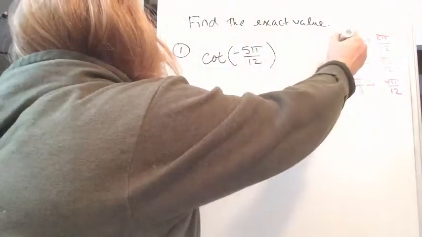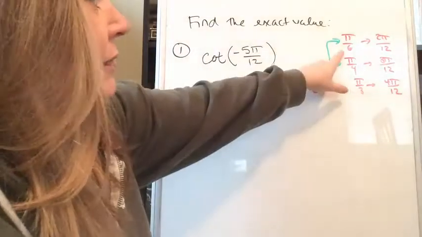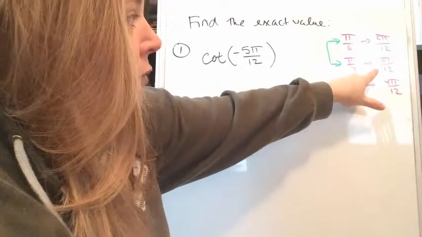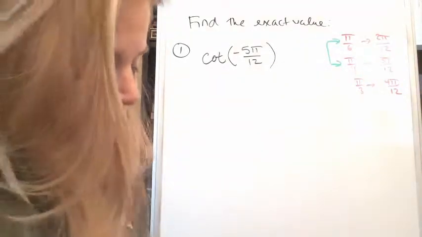What am I talking about? Well, look at pi over 6 and pi over 4. If I change them to have a denominator of 12, pi over 6 is 2 pi over 12, and pi over 4 would be 3 pi over 12. If I add them together, I get 5 pi over 12. So these are the angles I'm going to use.